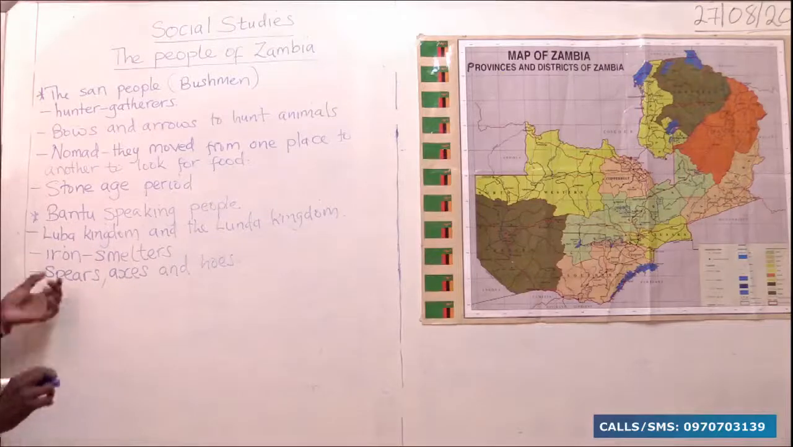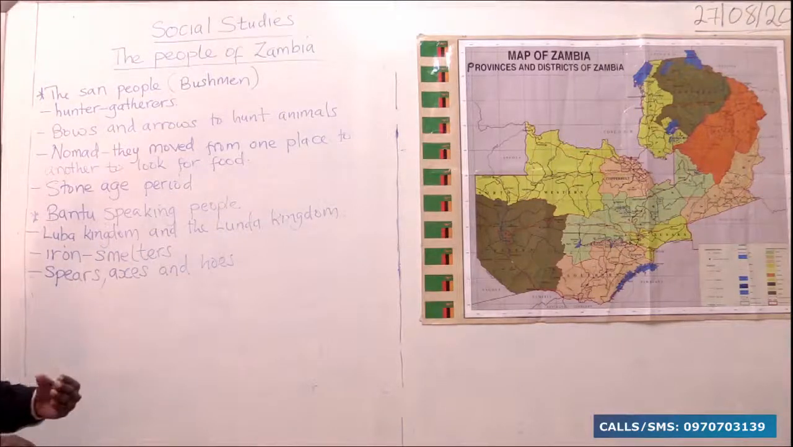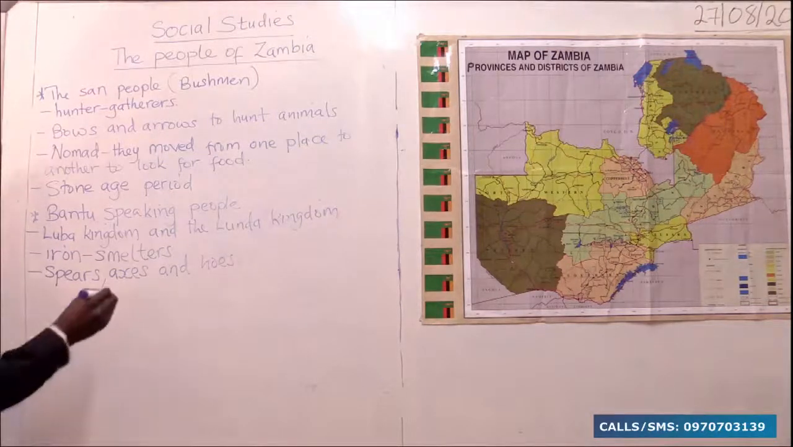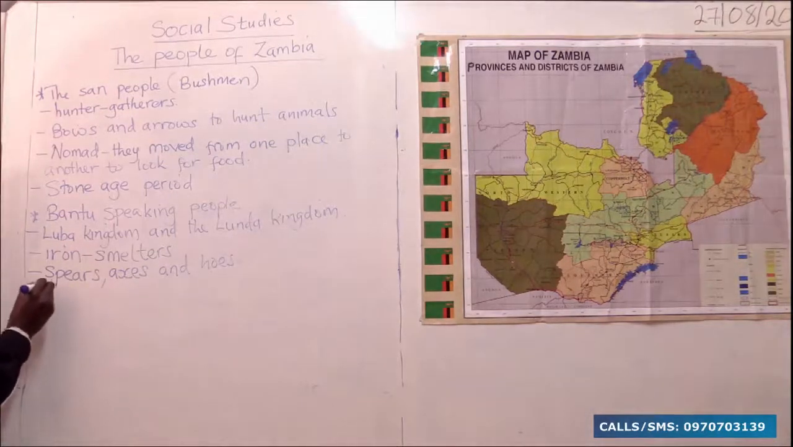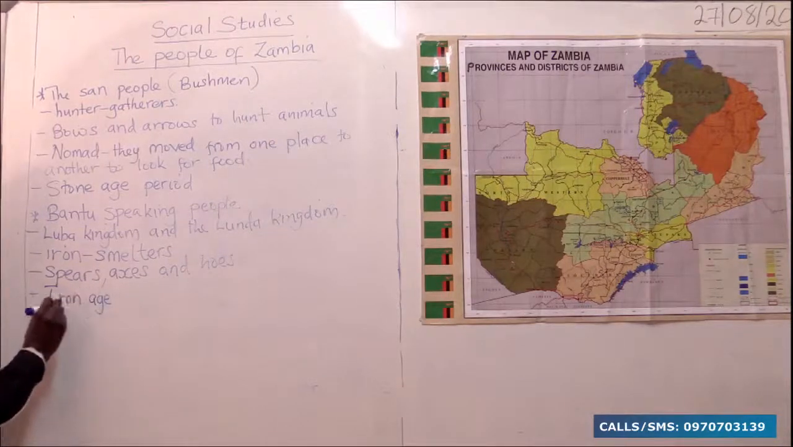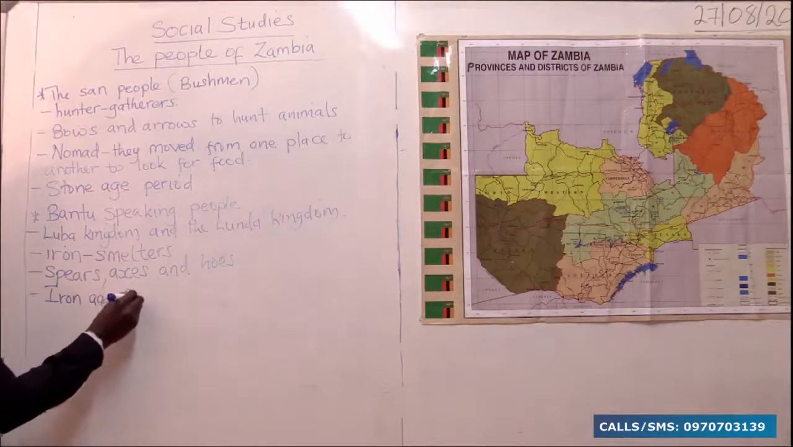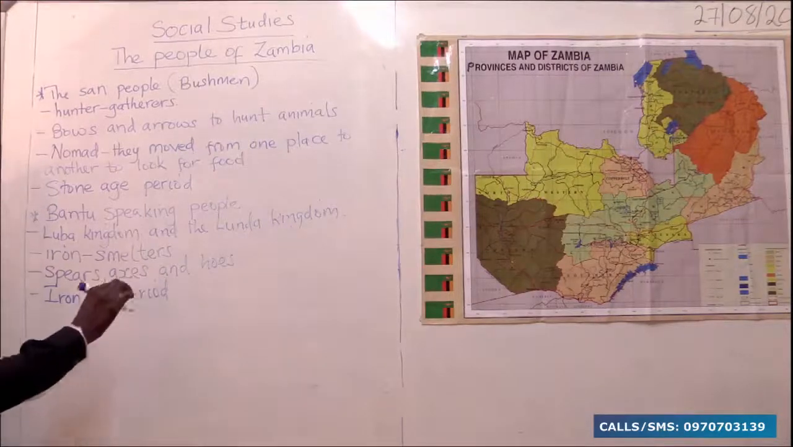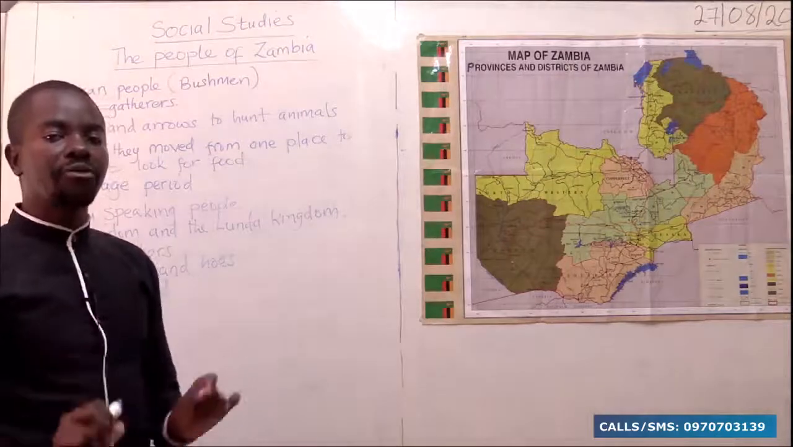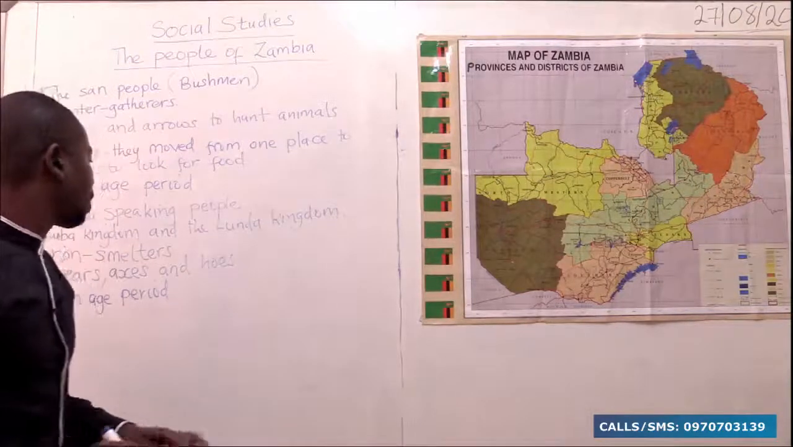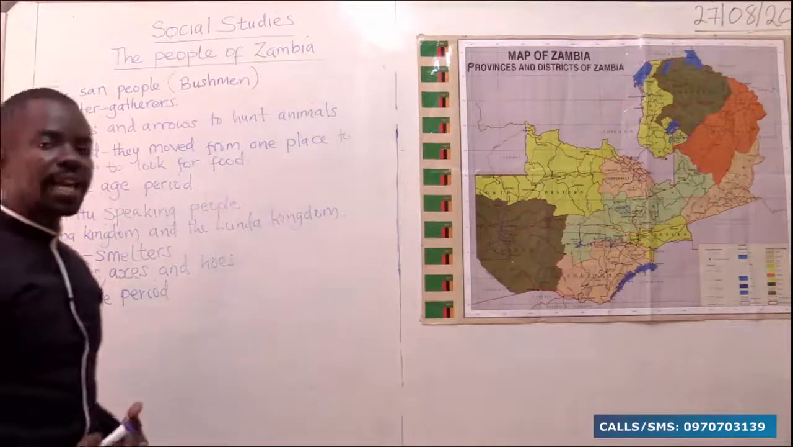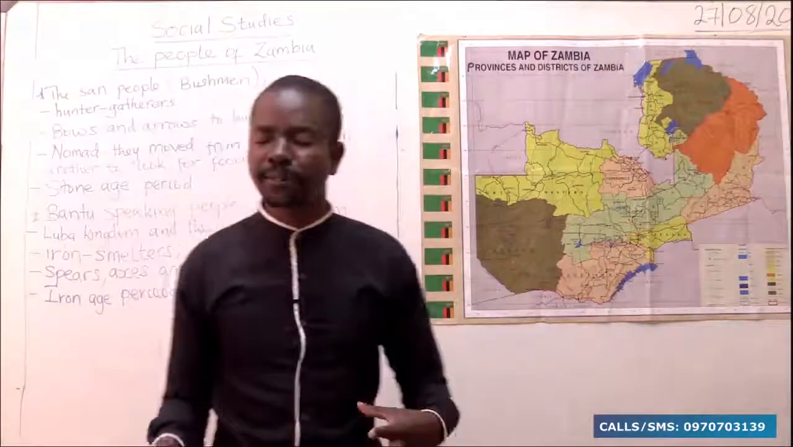The Bantu-speaking people were iron smelters. Hence, they lived in what is known as the Iron Age. The Iron Age is the period where they used iron to make different tools.